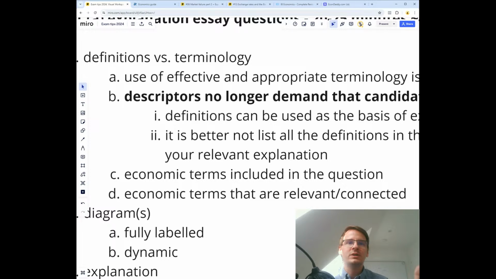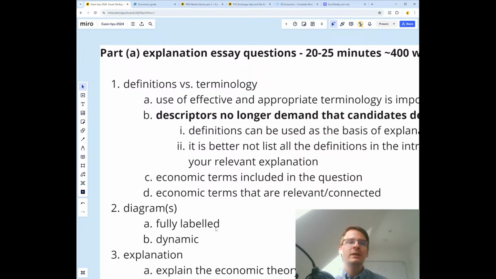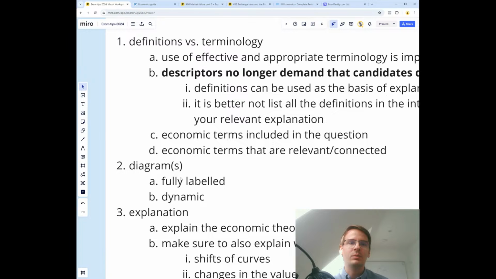Second, once you're done with your intro, you're drawing a diagram or more. Very importantly, please double check that your diagrams are fully labeled, the axes and the curves. Every single year, many students lose marks because of incorrectly labeled diagrams or simply labels missing from curves. Also, your diagrams should be dynamic, meaning that there should be shifts of your curves. And then that should be followed by an explanation.